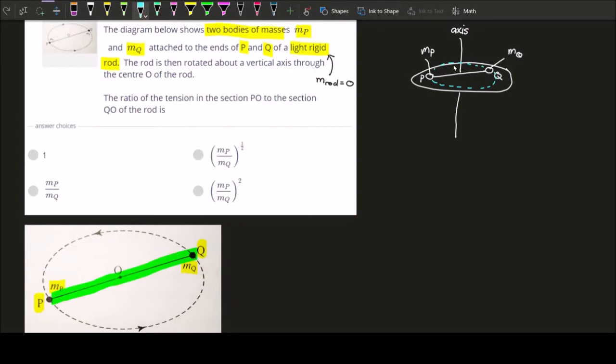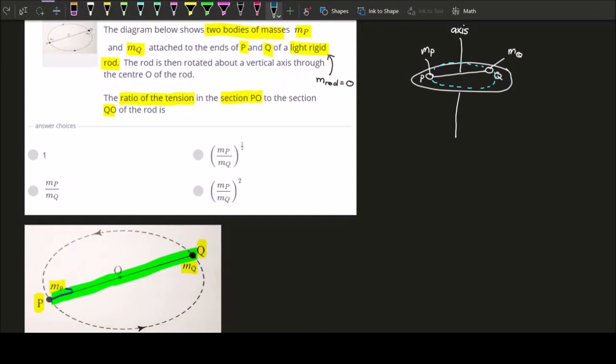So it's a rigid rod, and when we say it's a rigid rod, there's an important significance of this keyword. Okay, so now they ask for the ratio of the tension for section PO to the section of QO. So they want to know the tension here. The arrow sign shouldn't point this way. The arrow sign should probably point this way.